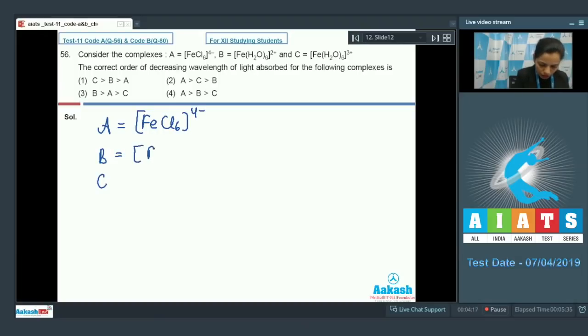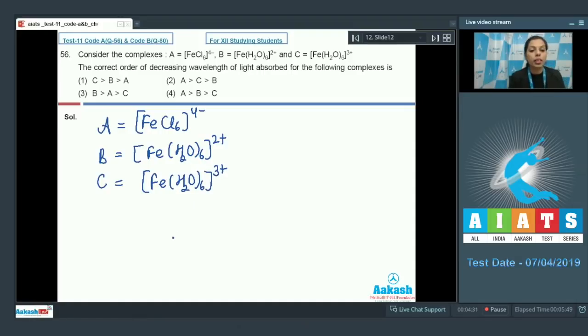Second is Fe(H2O)6 2 positive. And third one is Fe(H2O)6 3 positive. These three complexes are there, and when we talk about the decreasing wavelength, in this case we have to just consider the decreasing wavelength of the light absorbed.